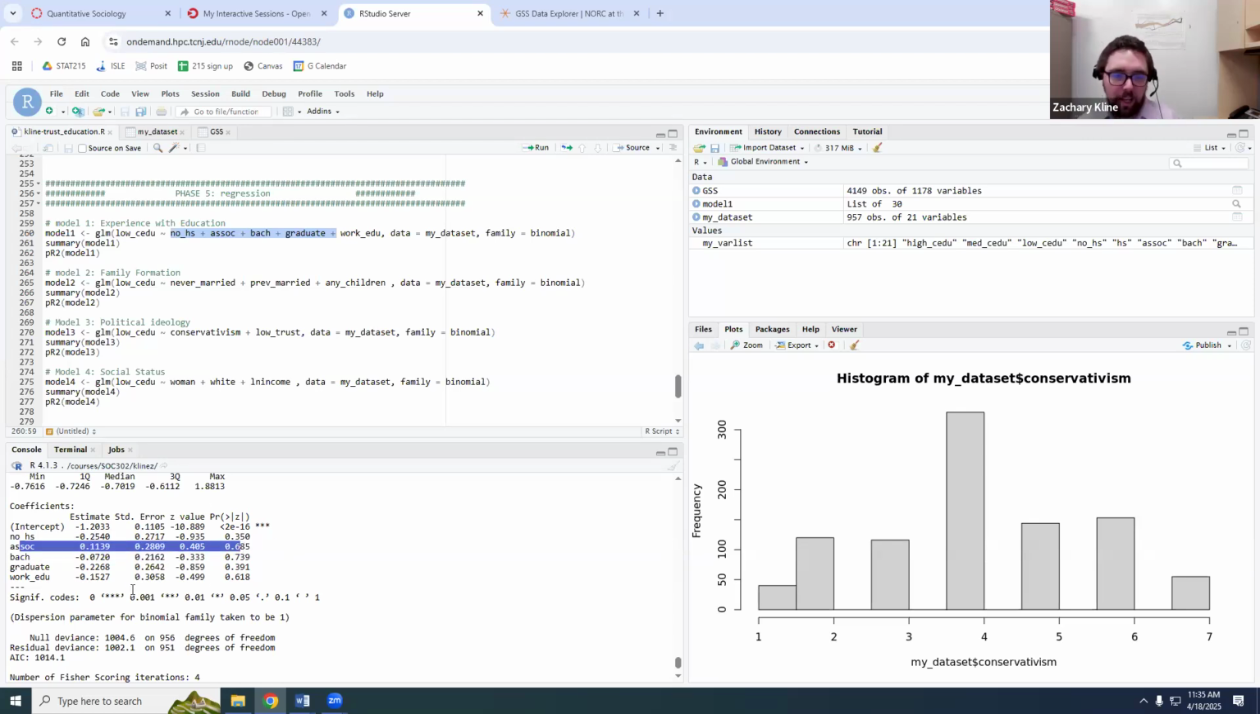Similarly, associates are more likely to have low confidence in education than those with a high school degree. Bachelors are less likely and graduates are less likely, but none of these differences are statistically significant from high school. In other words, we can't make any distinction in the probability of low confidence in education for any degree from those with a high school degree. Similarly, those who work in education are less likely to say that they have low confidence in education. However, that effect is not statistically significant as well. So we can't be confident that people who work in education have a different probability of low confidence in education from those who do not work in education.